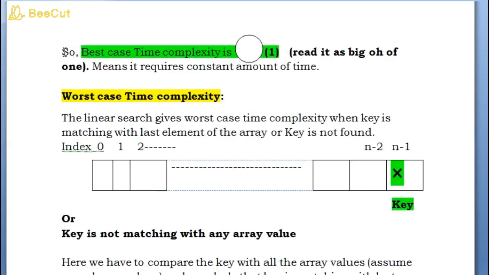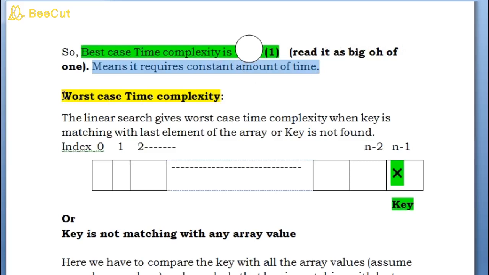So the best case time complexity is big O of 1. You have to write big O followed by brackets, and within the brackets 1, because we make one comparison. That is why the best case time complexity of linear search is big O of 1. Here 1 denotes a constant amount of time. That point you need to understand.